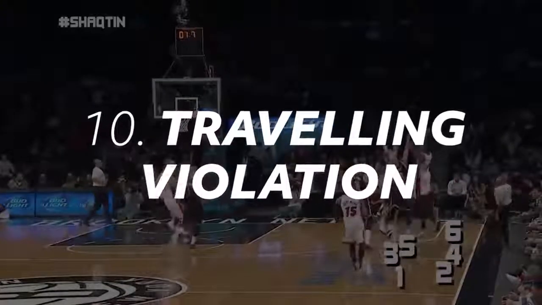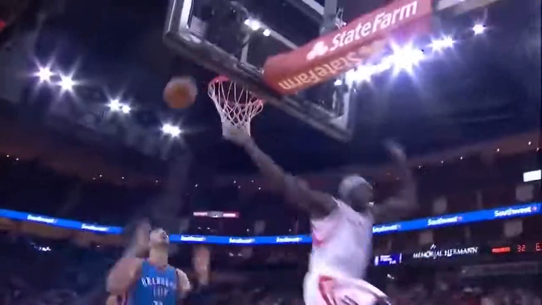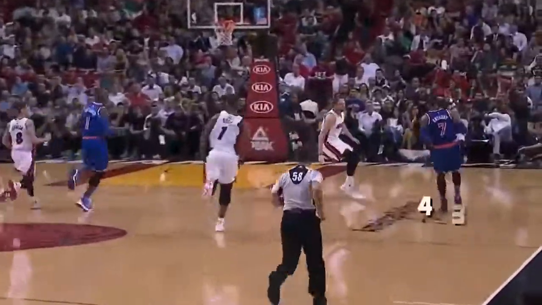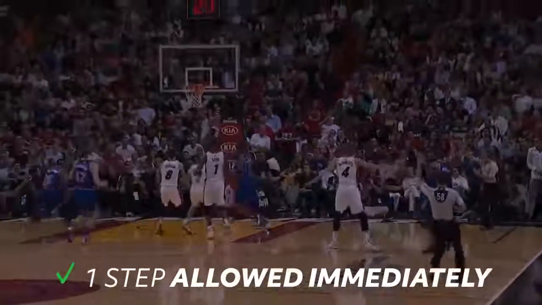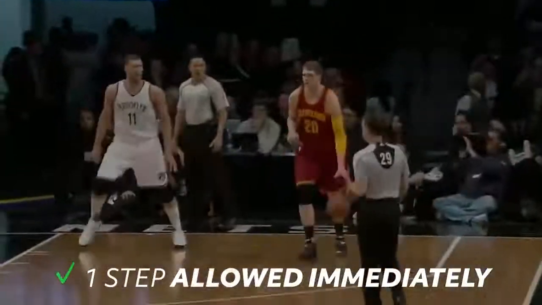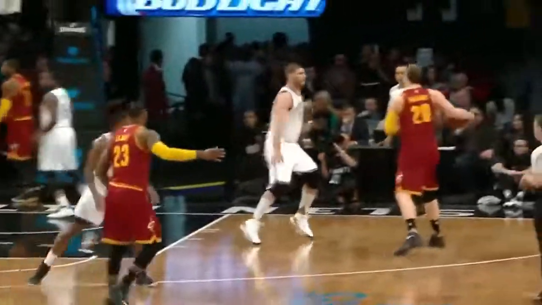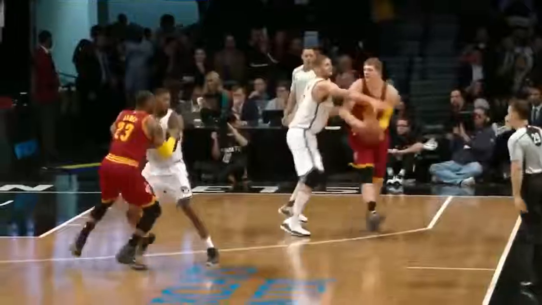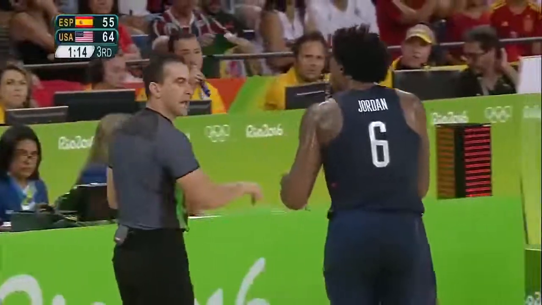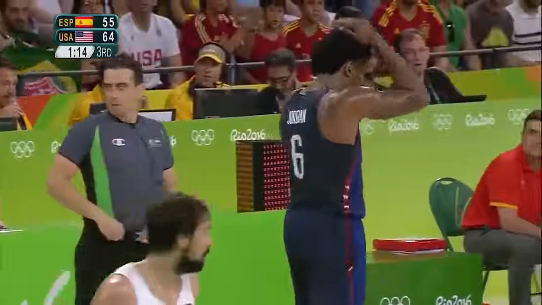Difference number 10. Traveling violation. This is perhaps the biggest difference between the NBA and FIBA rules. In the NBA, after a player catches the ball, he can immediately take a step before putting the ball on the floor. According to the FIBA rules, unless they are pivoting in place, the players must put the ball on the floor before taking any step.